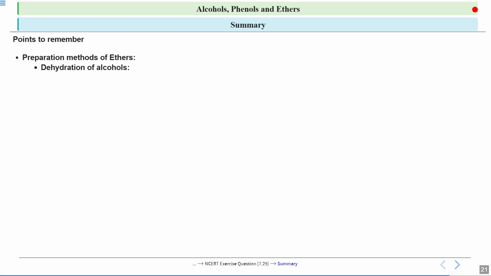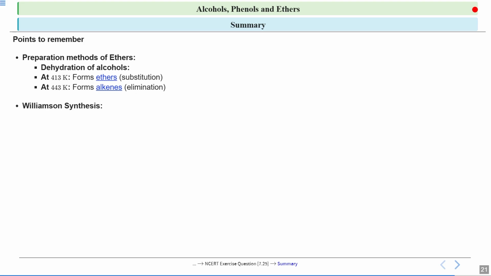We then discussed the preparation methods. The first method was dehydration of alcohols. I told you it is not always necessary that if you take an alcohol and react it with a protic acid, an ether will be formed. It depends upon your reaction conditions. If the reaction temperature is 413 Kelvin, then ethers will be formed from alcohol and it will favor the substitution reaction. But if the temperature is high, that is 443 Kelvin, then alkenes will be formed from your alcohols, and this will favor the elimination reaction, not the substitution reaction.